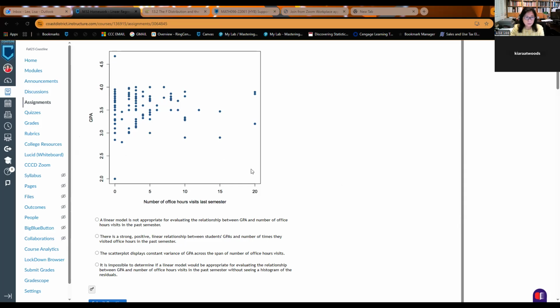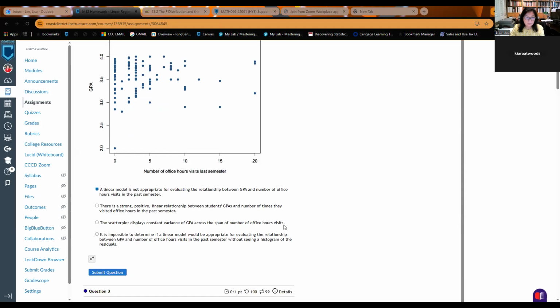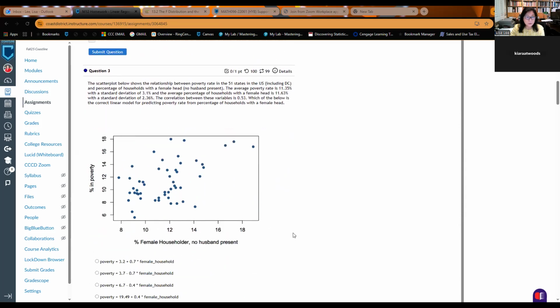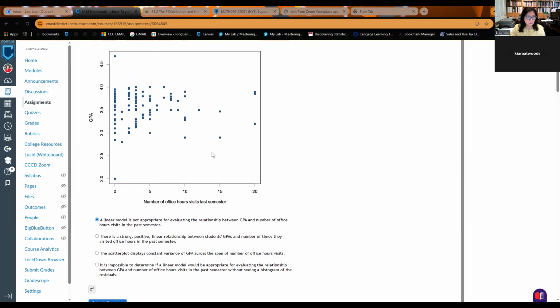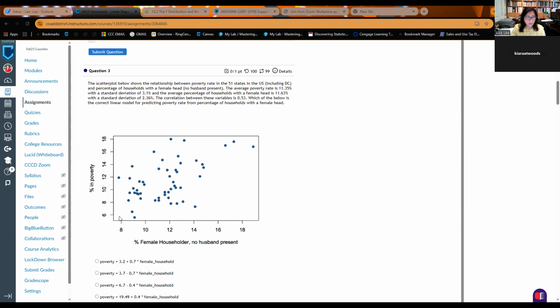It doesn't make an actual linear line, so I will choose number one, not appropriate. And number three, you can see a group of points from the left-hand side to the right-hand side. They're not very close to each other, but this graph is different from the previous one. This one is more like, in general, the group on the left is lower and goes up, and the right side tends to be on the upper side.